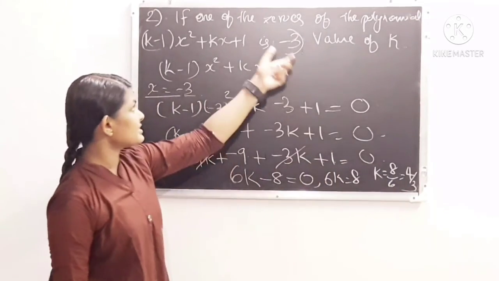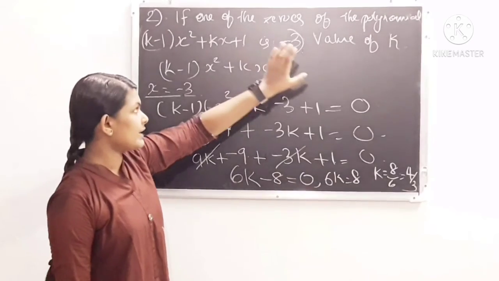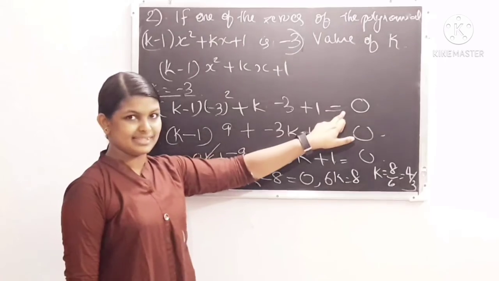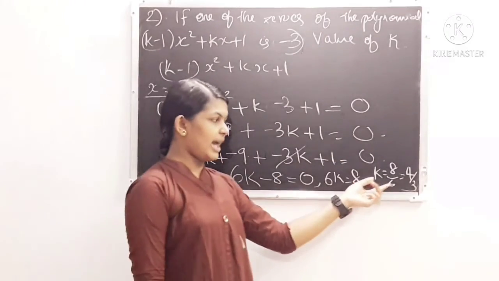So given that minus 3 is a zero of this polynomial, if we put minus 3 in place of x in this polynomial, the resultant will be 0. Okay. So we obtain the value of k as 4 by 3.